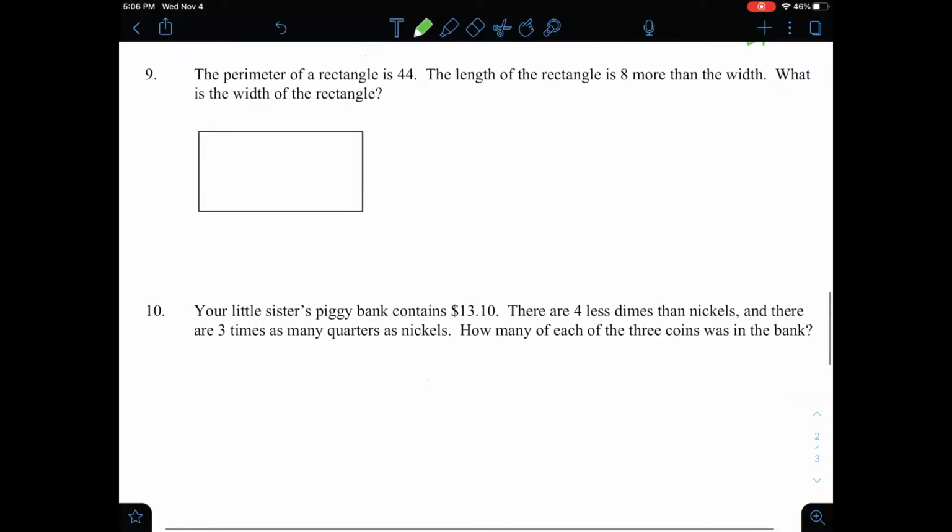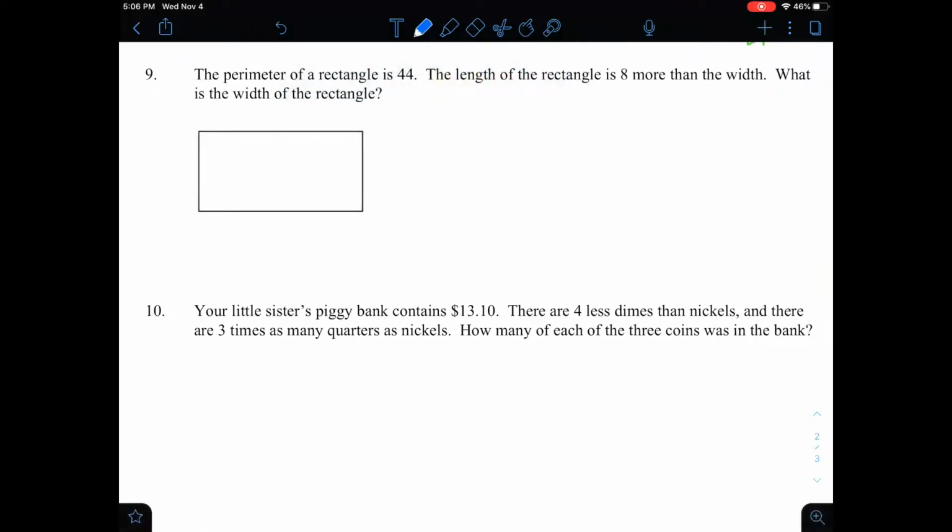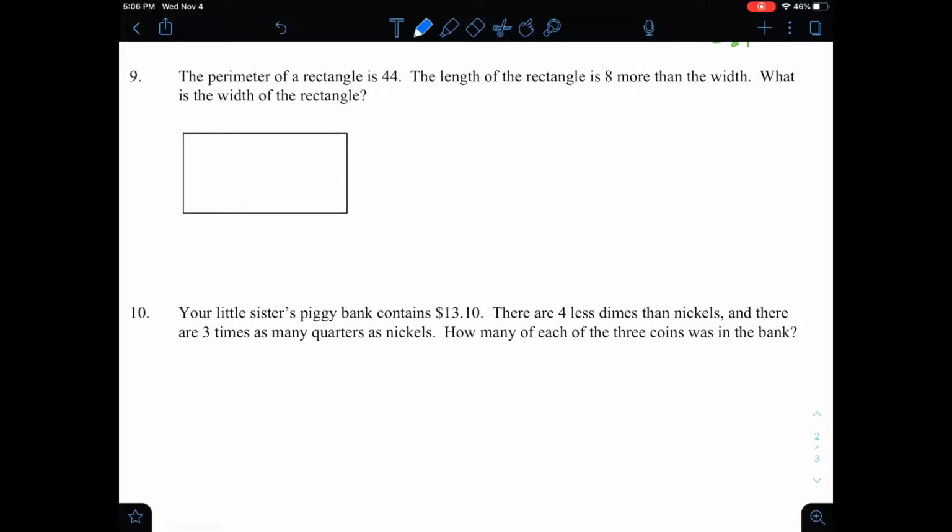All right, 2 more examples. Pay close attention for number 9 here. Okay, this is an important one. The perimeter of a rectangle is 44. The length of the rectangle is 8 more than the width. What is the width of the rectangle?